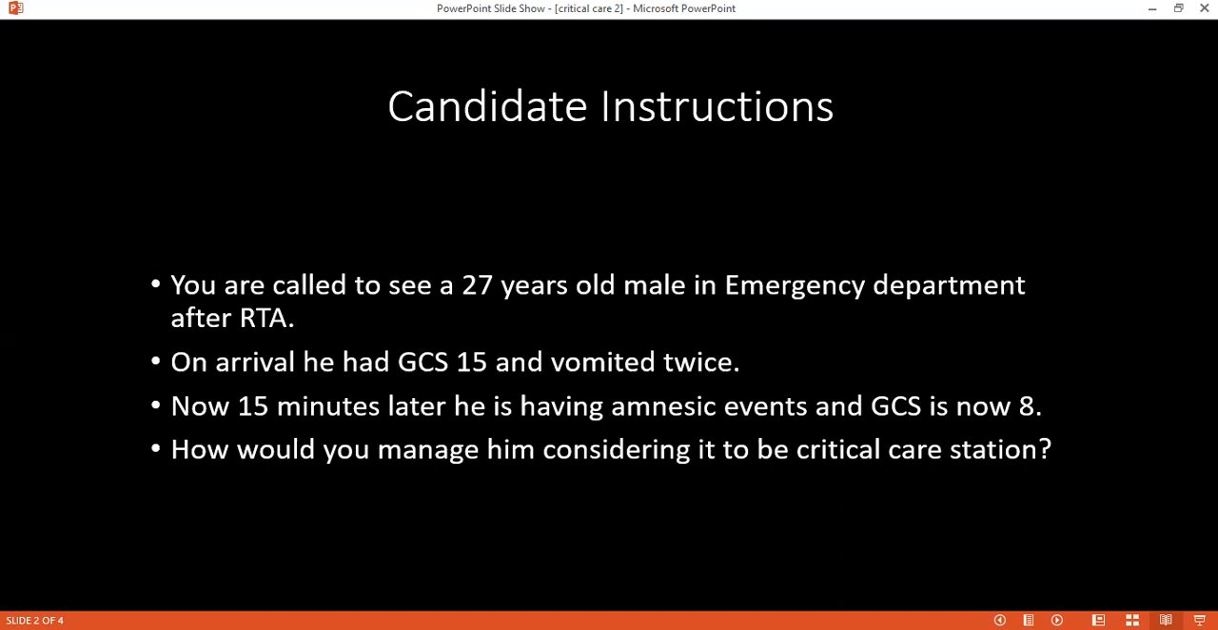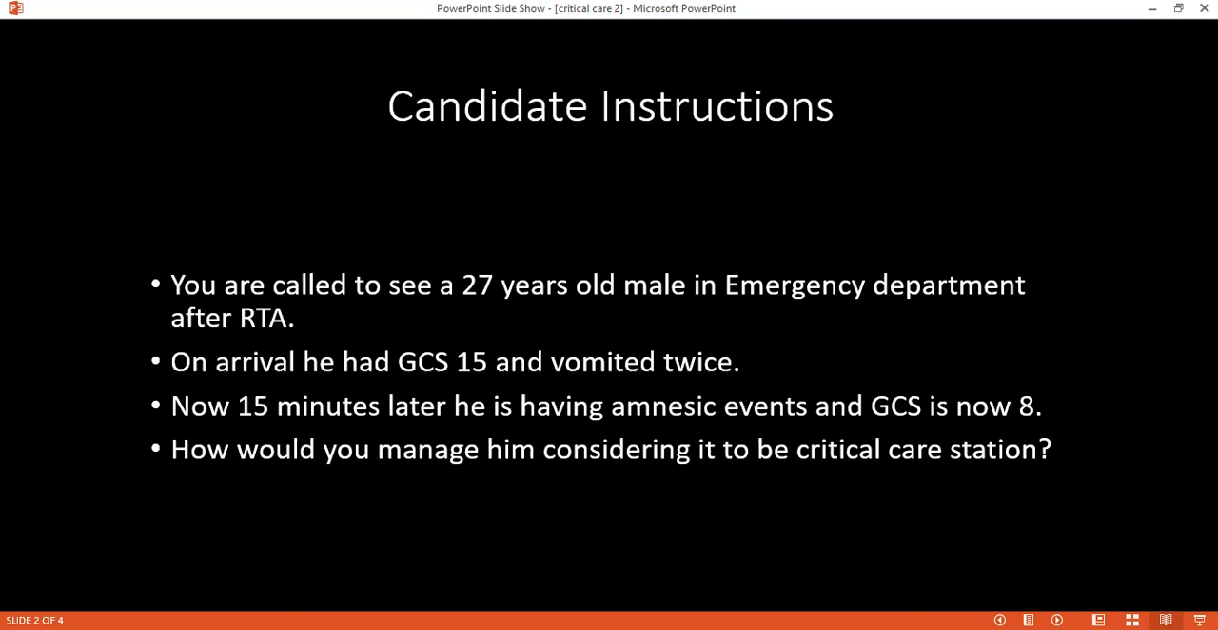The patient when arrived had a Glasgow Coma Scale of 15, and then within 15 minutes it became less than 8. What happened? Lucid interval. What is lucid interval? Lucid interval is the period between two losses of consciousness, due to increasing cerebral edema.